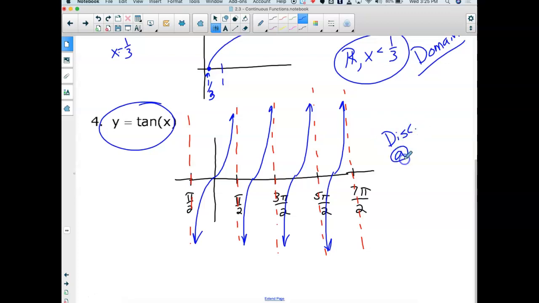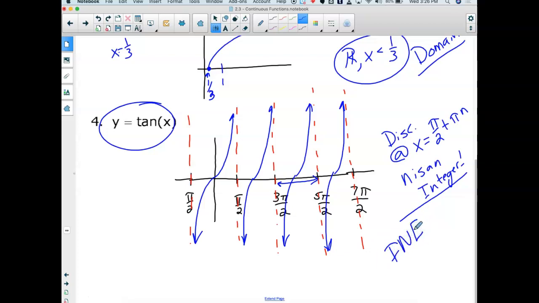They are discontinuous at x equals pi over 2 plus pi n, where n is an integer. Notice these are 1 pi apart between each one of these, because the period of a tangent is pi. Integers are positive and negative. What type of discontinuities are these? These are infinite discontinuities. You guys know me, I don't know how to spell infinite.